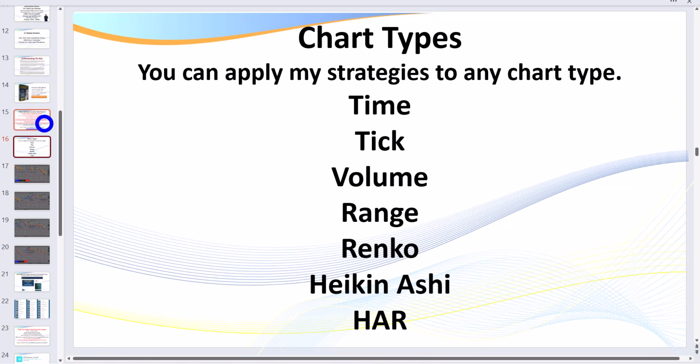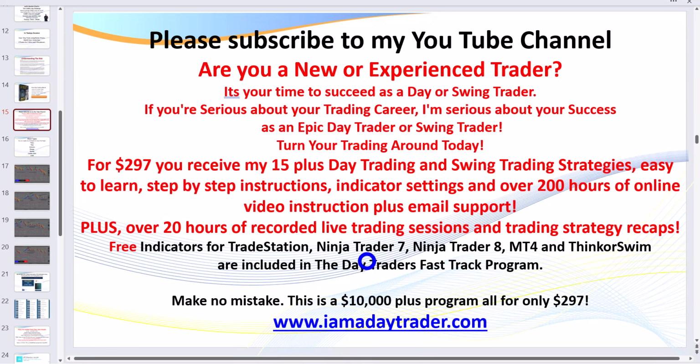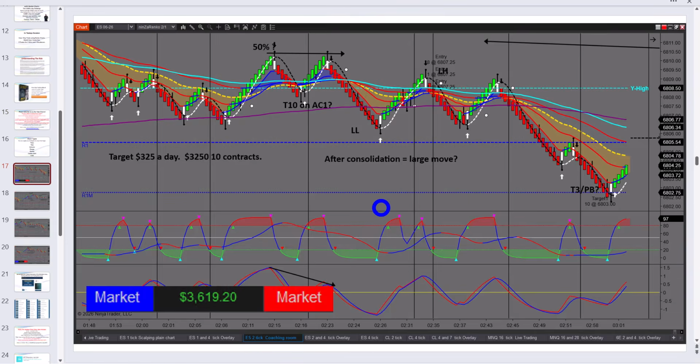Something I didn't mention is that I don't have all of my indicators coded for every trading platform. For TradeStation and NinjaTrader 8 I do, but what I do give you is my settings of all of my indicators, so you can customize on any good trading platform and replicate exactly what I do. I just wanted to mention that because it's important.